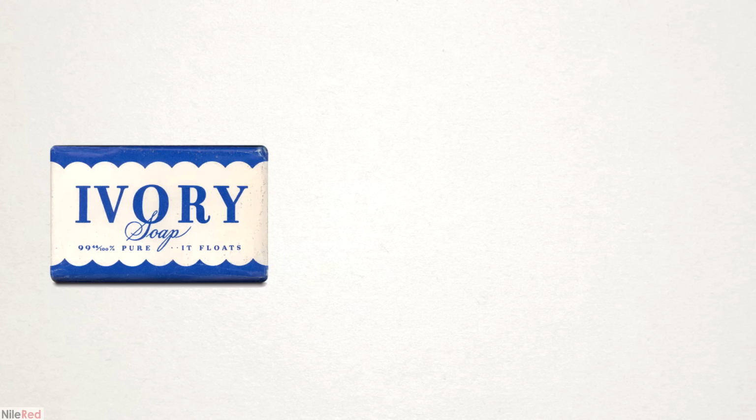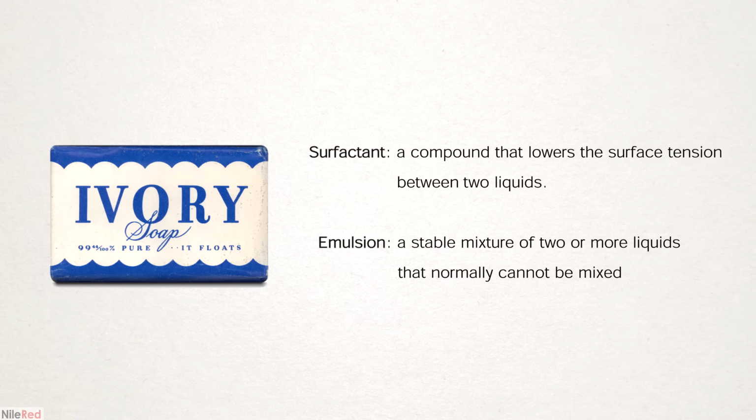Soap is used to wash many things like dishes or clothing, and in every case, it's acting the same way. It works as something called a surfactant, which emulsifies oils and allows them to be carried by water.